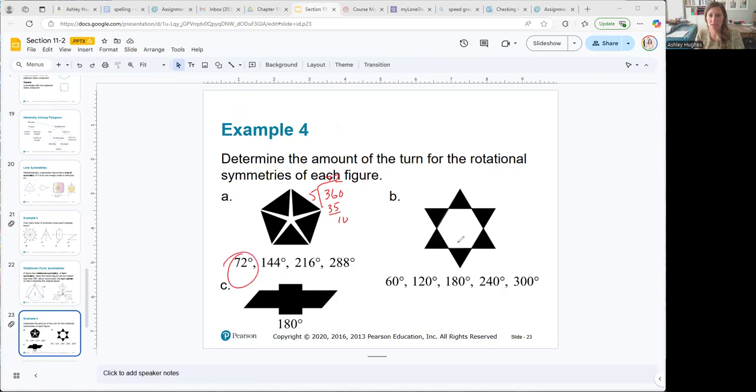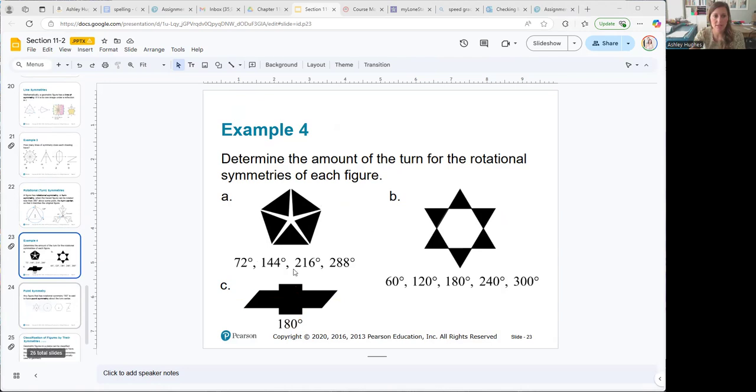So 72. This one, 1, 2, 3, 4, 5, 6. So you would take 360 and divide it by 6, which gives you 60. So every 60 degrees you rotate it, it will look the same. This one, you have to rotate halfway around. Because it has these 2 lines of symmetry here, and if I take it and rotate it halfway around, it would be the same. So that's 180 degrees, halfway around the circle, because the whole circle is 360 degrees.